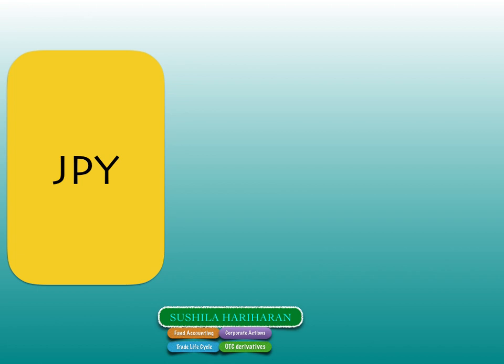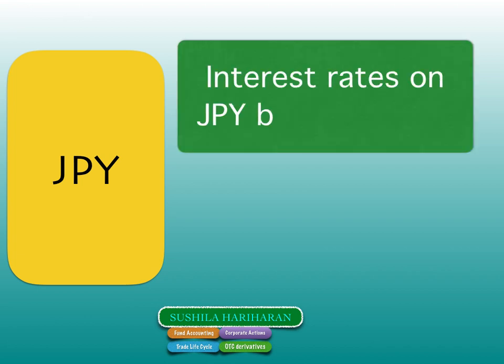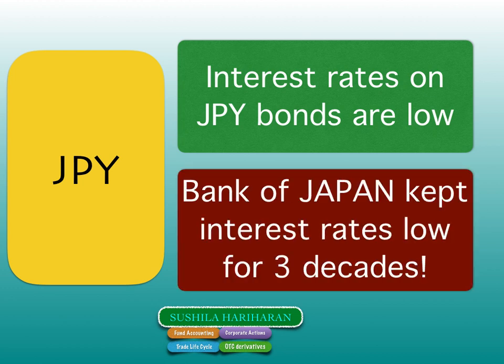JPY is the currency of the country called Japan, and the interest rates on the JPY bonds are low. The Japanese yen interest rates are extremely low because the Bank of Japan has kept them low for almost 3 decades. Do you know how low? Well, it's less than a percentage. That's been the case since 1998, 1999, for almost 25, in fact almost 26 years. The Central Bank of Japan, called the Bank of Japan, has kept the interest rates quite low.